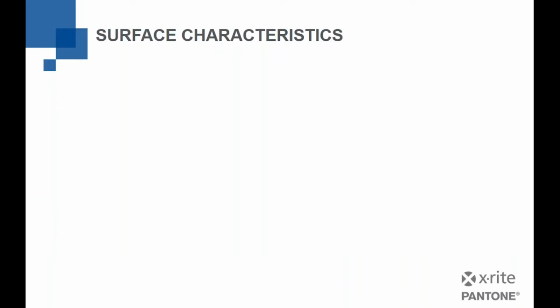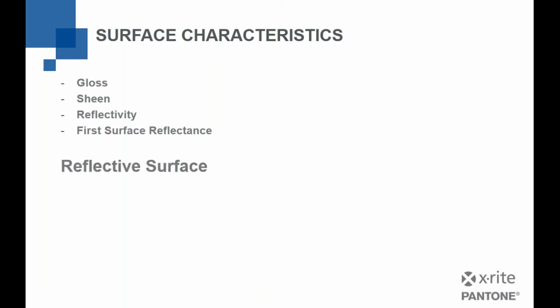So let's talk about surface characteristics. We're going to identify three basic different types of surfaces that present challenges or issues to doing color measurement. The first one, typically people consider to be gloss, but there are some other ways that we talk about it. Sheen is often used to describe that. Reflectivity, the technical term for this is first surface reflectance, essentially meaning light that's bouncing off of the surface that has nothing to do with its color, but everything to do with the surface itself. So we're going to call this a reflective surface.